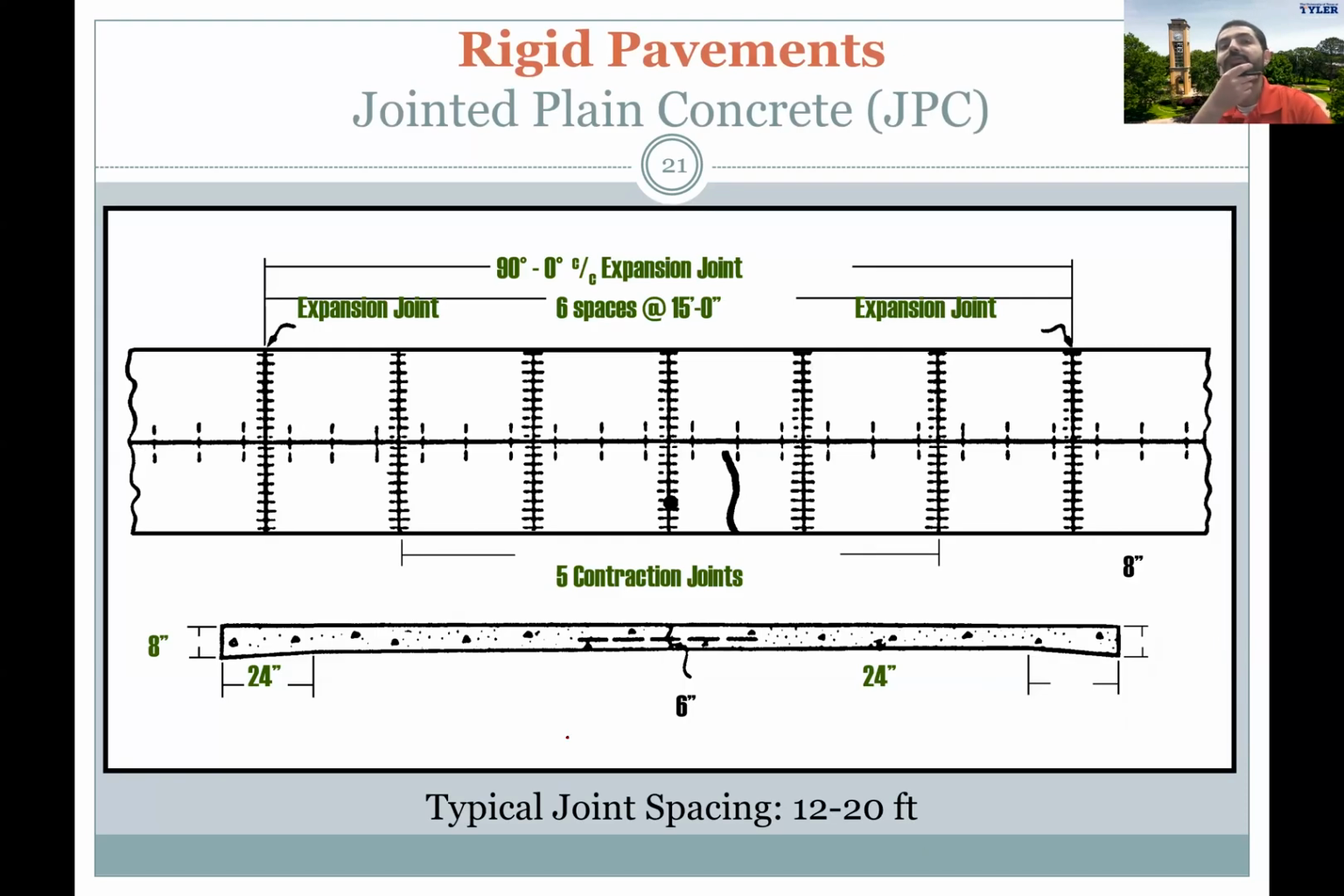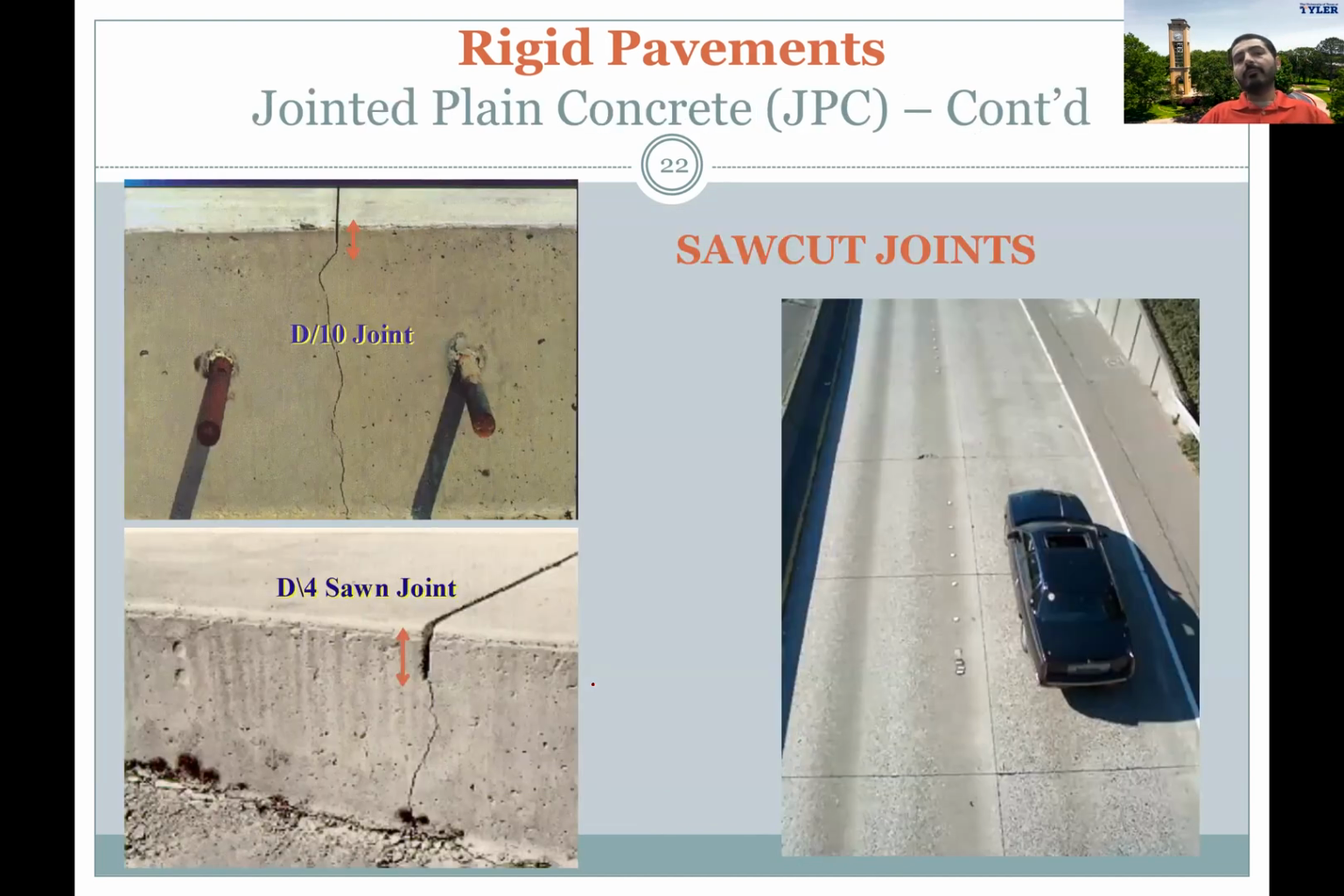Here is a picture of jointed plain concrete. Again, for typical joint spacing, if there is not much reinforcement or the reinforcement is very little, it cannot exceed 20 feet at the most. For jointed plain concrete, again, we have minimal reinforcement.